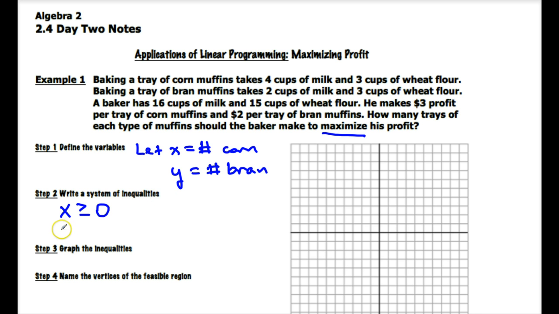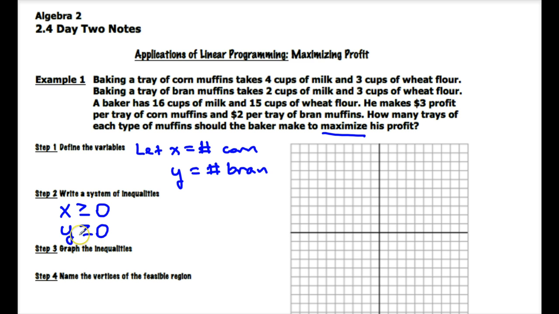And I'm going to say the same thing for y. For each of these scenarios, you're always going to have one inequality that involves just x and one that involves just y, and you're going to be setting a minimum value for both x and y. So we're going to say x and y are both greater than or equal to 0.